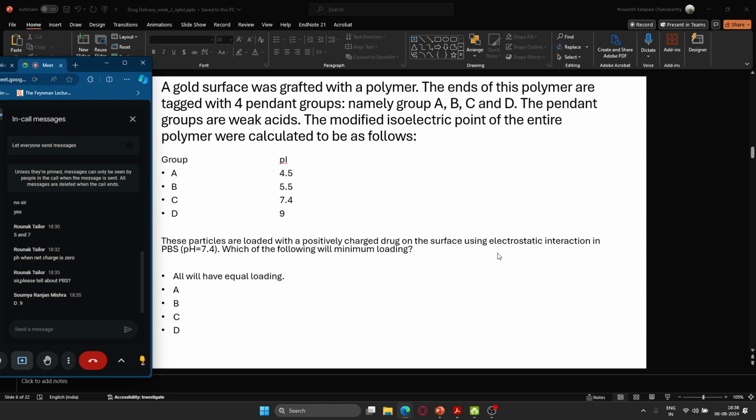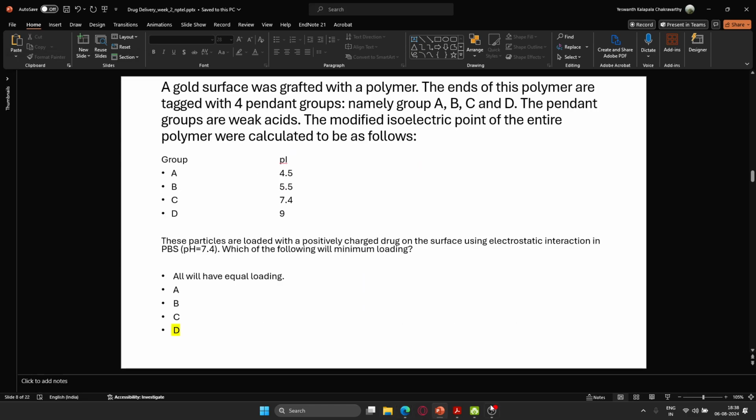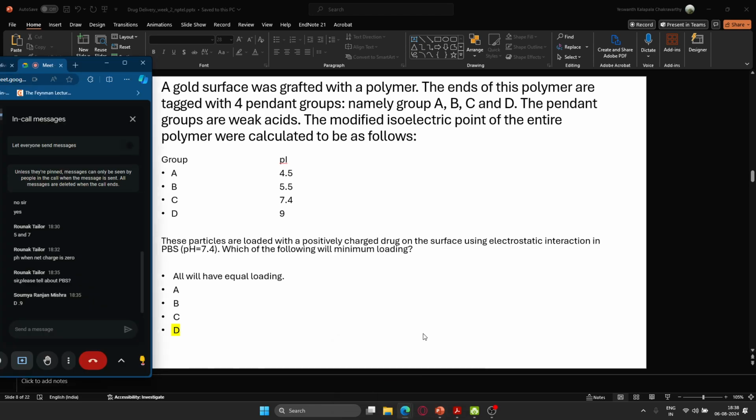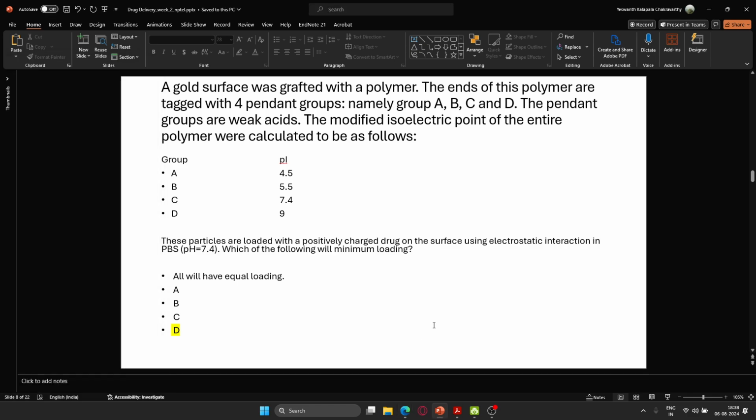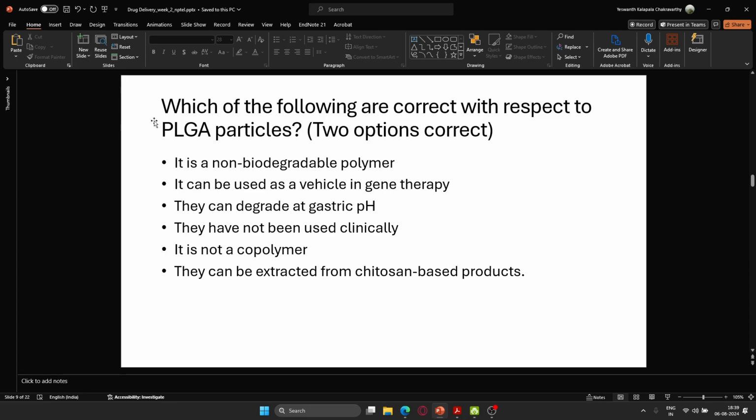Yeah, Soumya is right in saying D will have the least amount of loading. If no questions, we'll move on.